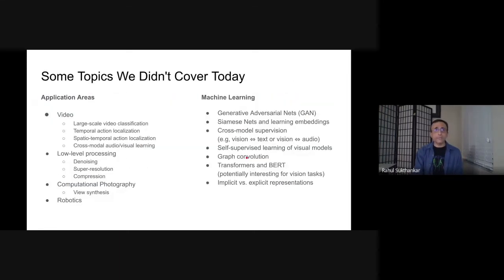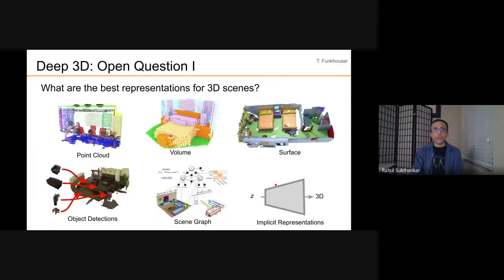There are a lot of topics we didn't cover today, right? We didn't talk about video, which I really am excited about. Vivek's also keen on that. We didn't talk that much about things like robotics or computational photography. There's a lot of things going on there, and a lot of stuff in the machine learning space we didn't discuss, but it's good work that's happening. In the last couple of minutes, I just wanted to show some areas where there's a lot of active research.